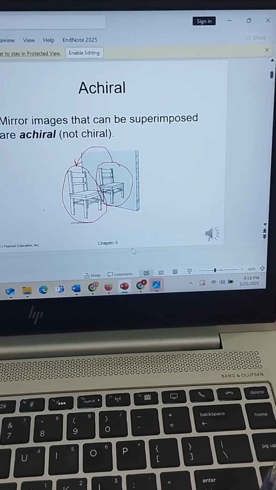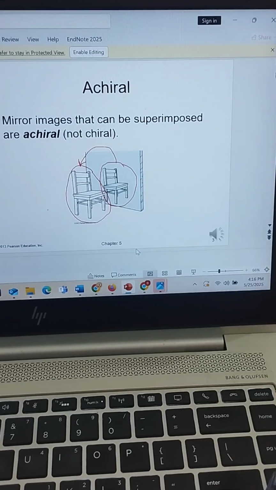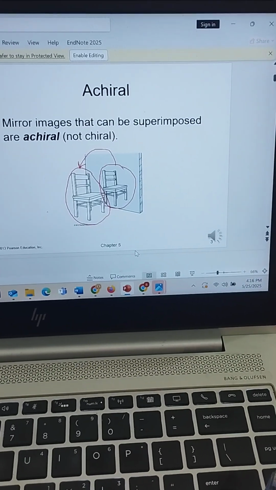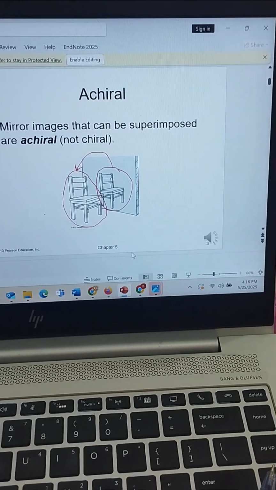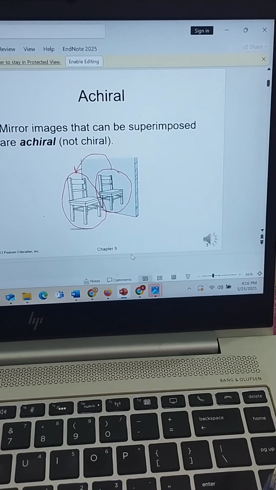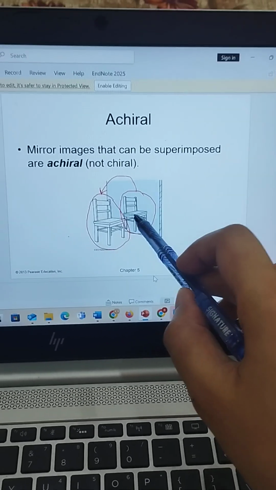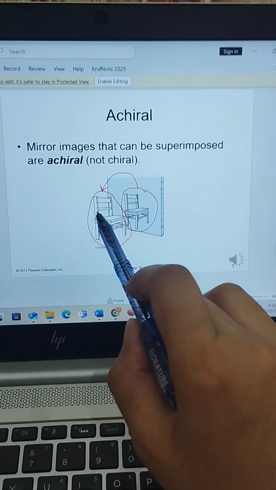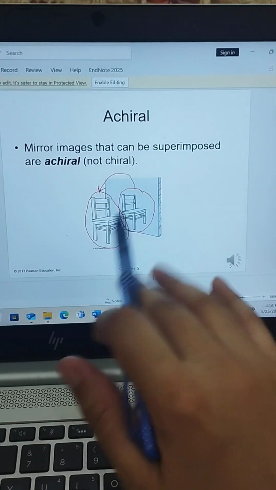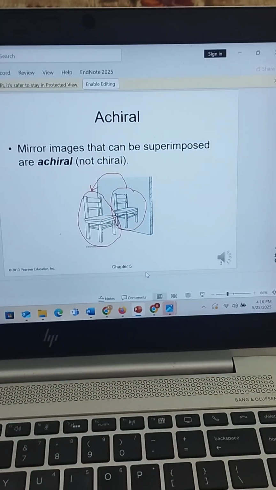Now, achiral: mirror images that can be superimposed are achiral, meaning they are not chiral. So here they give us an example of a chair. If we see its mirror reflection and try to pick this object and place it on the original object, then they would be superimposed on each other. So this is the broad definition of achirality.